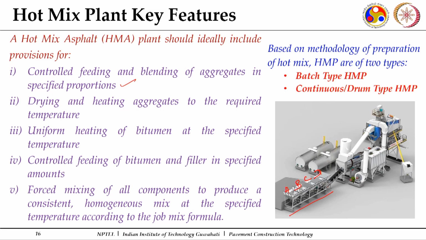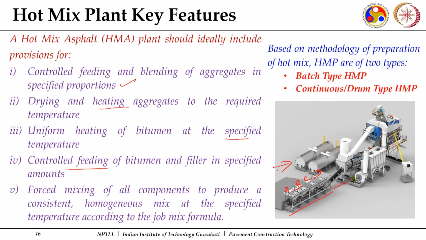So, a controlled feeding is required, because I need definite proportions of A, B, C and D for producing a mix. And then once this proportioning is done, these aggregates need to be heated up. So, they need to be first dried and then heated to the specified temperature. So, the plant should have that facility where the drying and heating of the aggregates can take place.